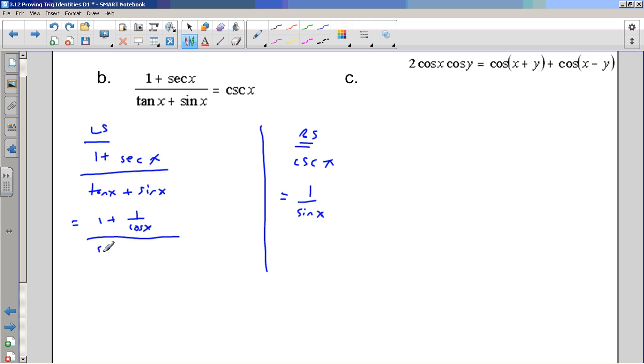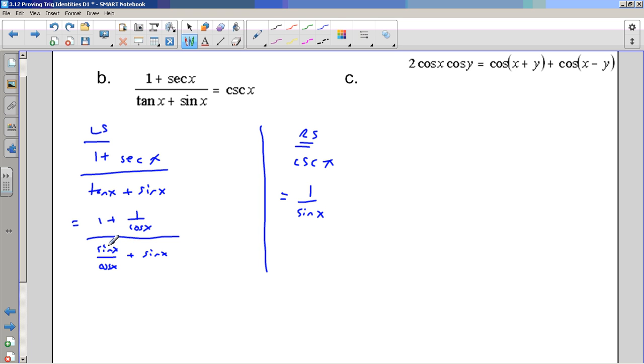Tan x is sine x over cos x. And see, when I see something like fractions over fractions, I get just a little bit worried. But let's try something.